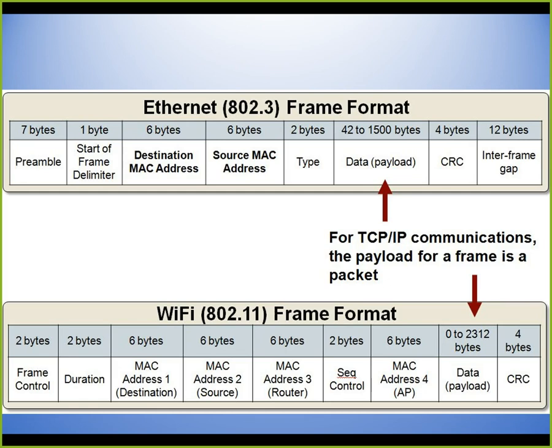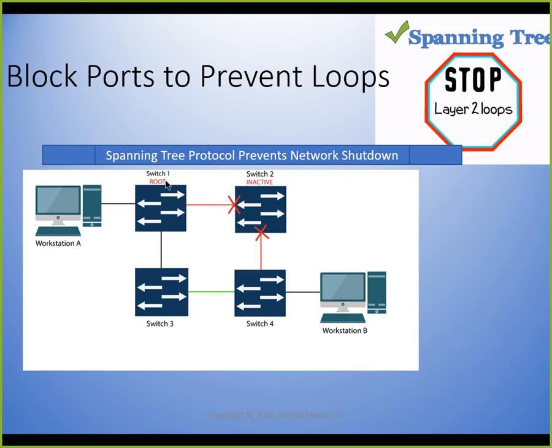If we don't have some mechanism to break up these loops, we're going to be in trouble. We're going to bring down the network. And spanning tree is the protocol that does that. It's an election process, and here spanning tree stops layer 2 loops.